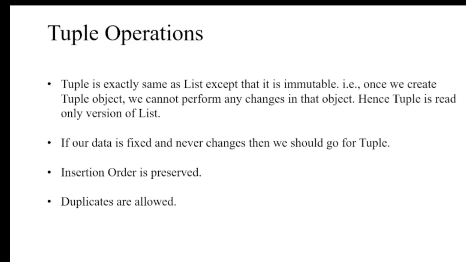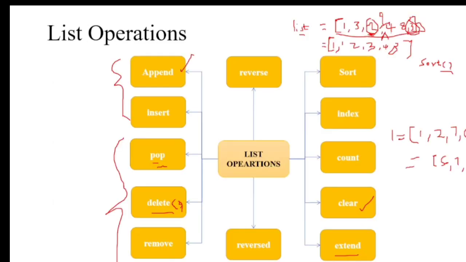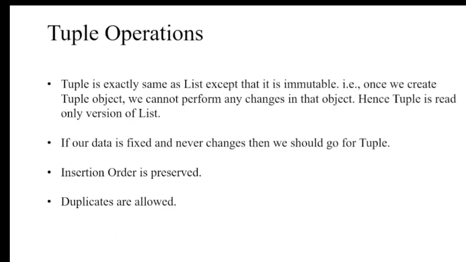So a tuple is exactly the same as the list, except that they are immutable. You cannot change the values of a tuple. So once we create a tuple object, we cannot perform any changes in that object. Therefore, a tuple is a read-only version of the list. Remember, we said we can pop a value from a list, we can append a value to a list, we can remove a value from a list, but for the tuple we cannot do any of these operations.